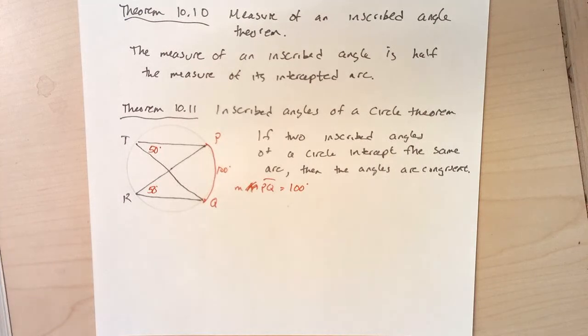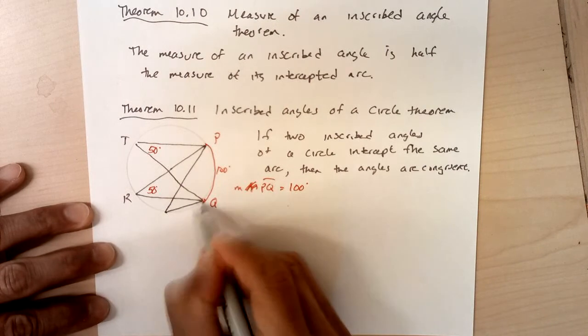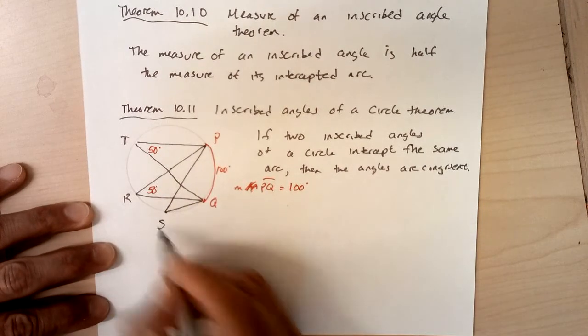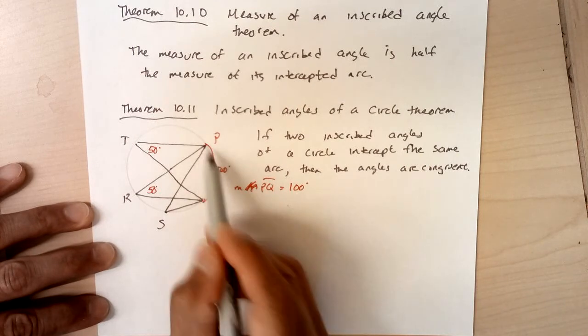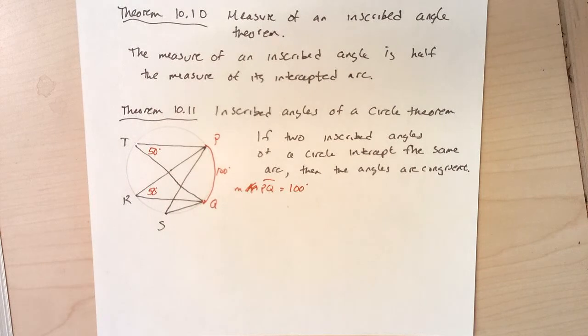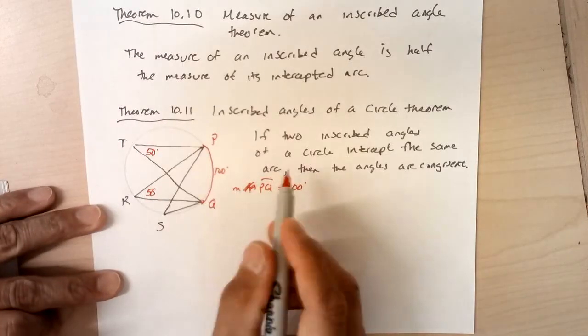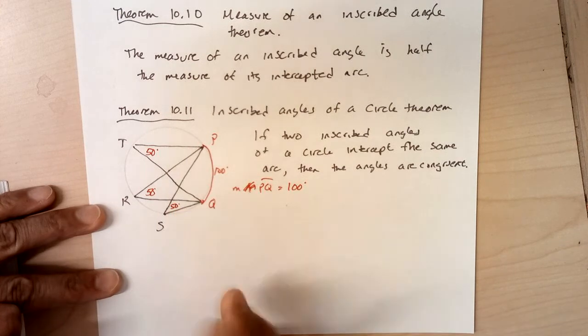But I could actually have more than that. So I could have another inscribed angle. Let's call this point S. PSQ is an inscribed angle. It intercepts arc PQ. It would have to be half that, so that would be 50 degrees as well. So if two or more inscribed angles intercept the same arc, then they would all have to be congruent.